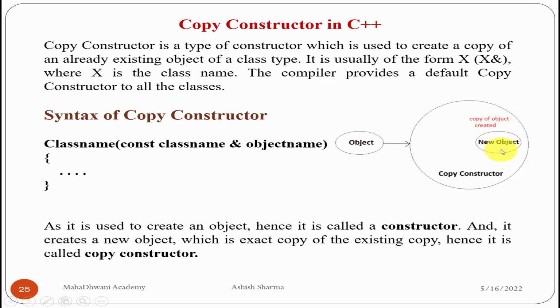Created is a new object, and this object comes from the outside. Okay, so this object is an existing object, this object is a new object. The existing object is this. Okay.